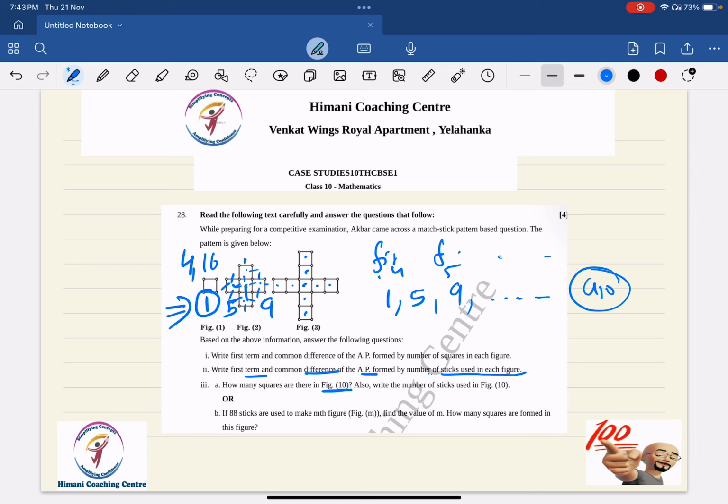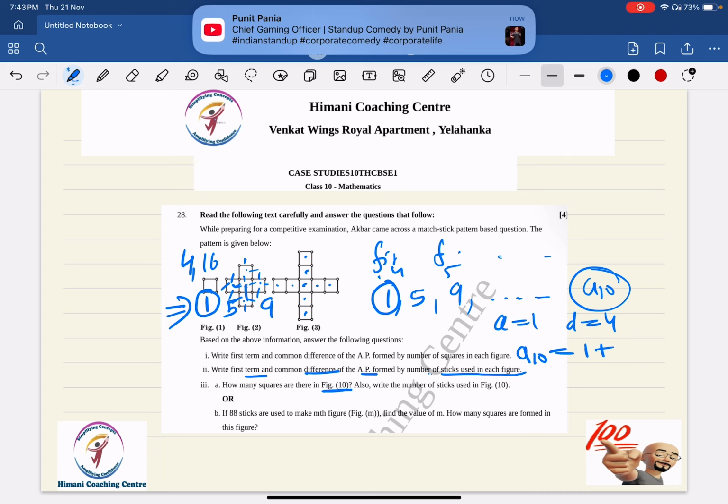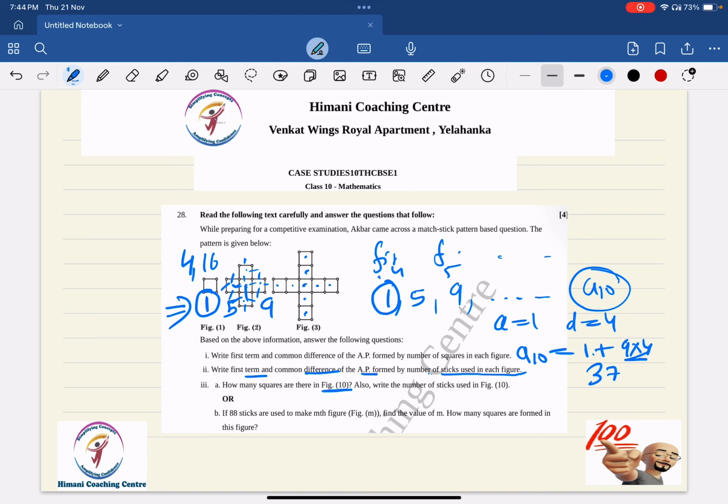What should we do? We know what is A here, 1. We know what is D here. So A is 1, D is 4. So what would be A10? So it would be A, which is 1 plus n minus 1, so 10 minus 1 is 9 times 4. So 36 plus 1. So there would be 37 squares. Okay. Are we clear? I hope this point is clear to you.